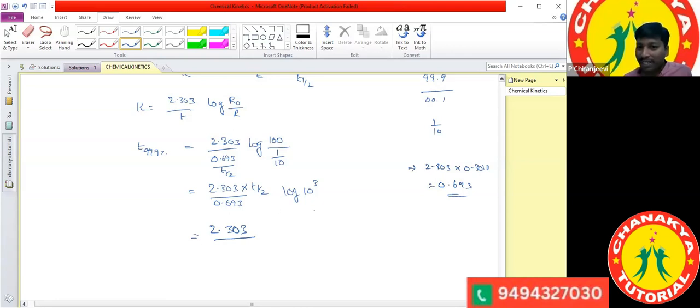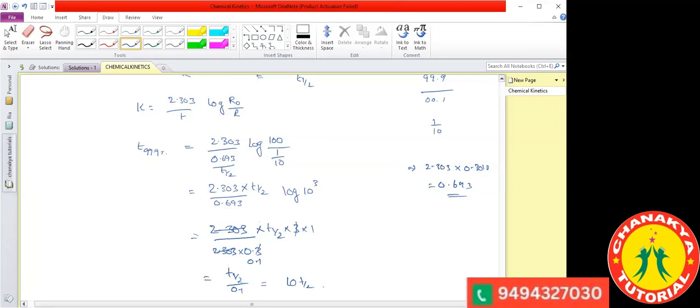Now in place of 0.693, can I write this value also? 2.303 into 0.3 I am writing here, t-half, 3 log 10, log 10 value 1, so 3 into 1. Now we can simplify. 2.303 is cancelled, and 3 divided by 0.3 gives 10. So t-half divided by 0.1, that means 10 t-half. We can write that, or not?